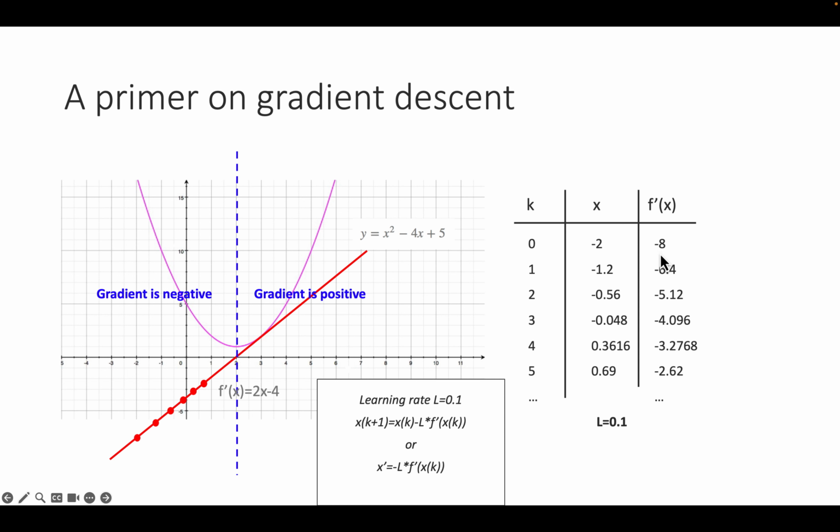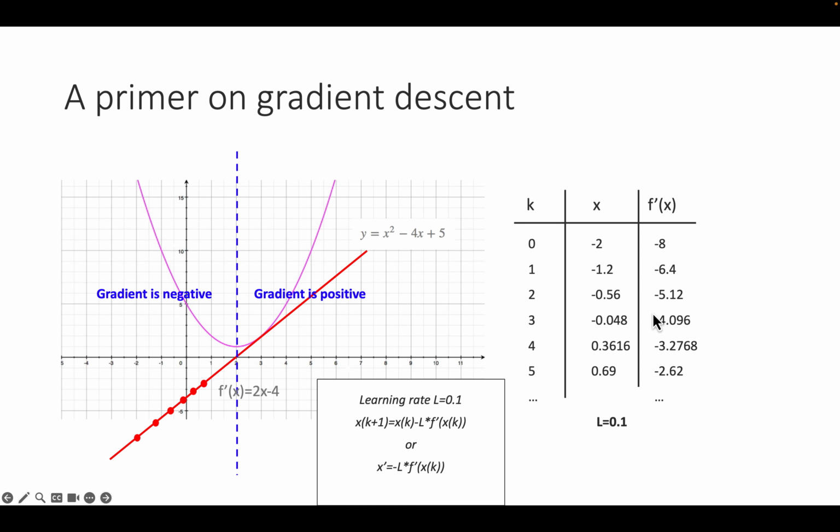0.1 times minus 8 is minus 0.8. Now using this equation, minus 2 plus 0.8 is minus 1.2, and that gives me the next point where I want to try to move to the minimum. If I do that and evaluate the derivative, it is minus 6.4. 0.1 times minus 6.4 is minus 0.64. I can subtract that from my current value and I'm getting to minus 5.6. Now you see the pattern of how this is done.